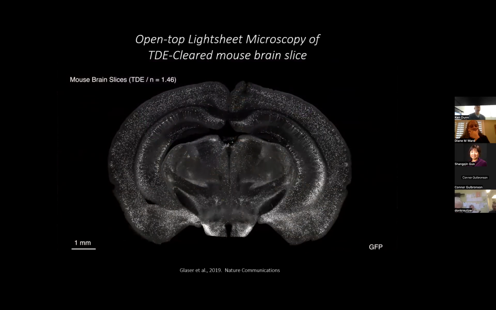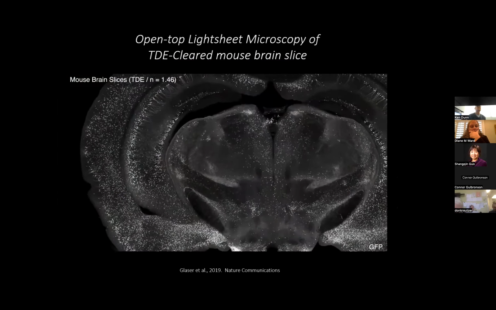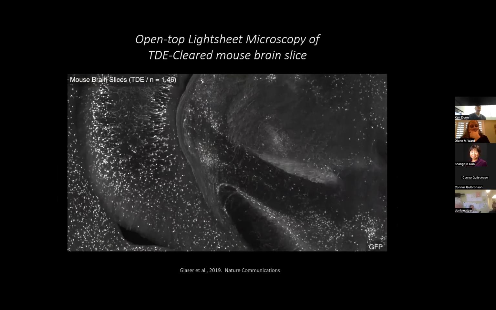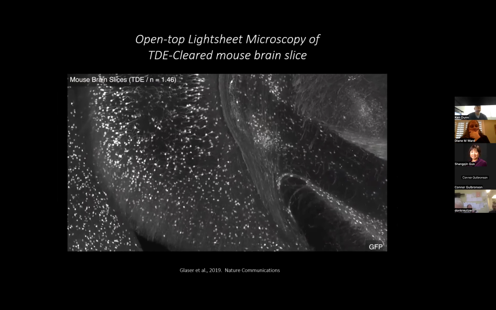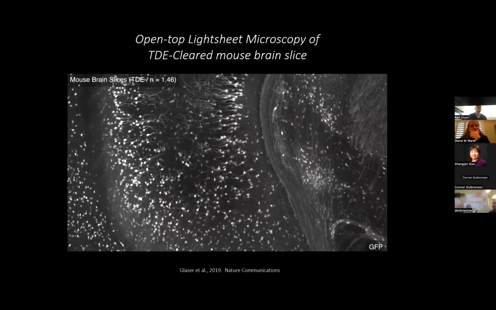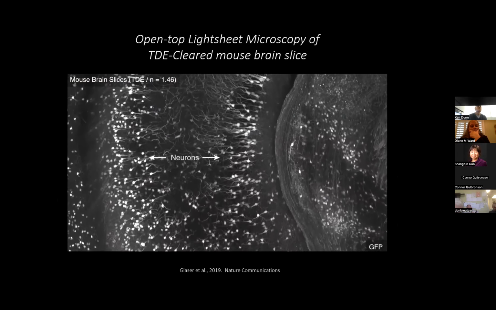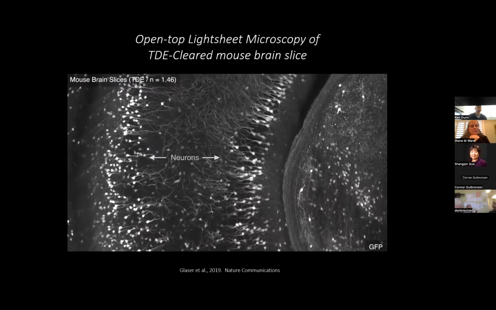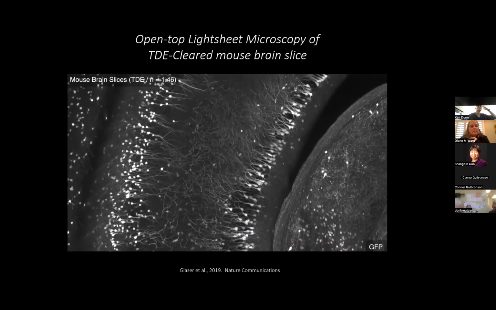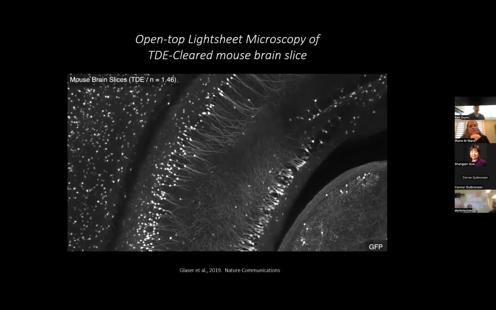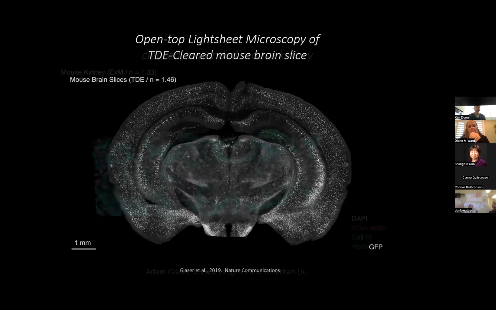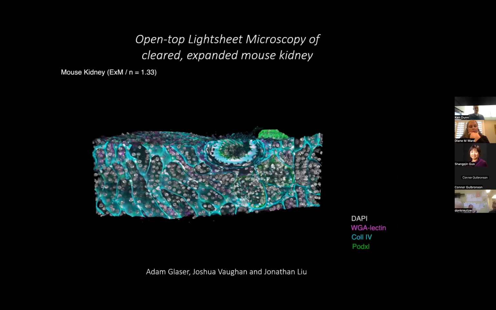And we all know what clearing is now. This is from a brain slice using this system. And again, you've got enormous scope, but you also have terrific resolution. Okay, in the interest of time, I'm going to cut this short. This is an interesting application.